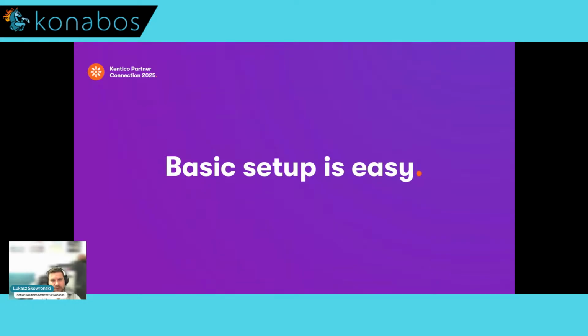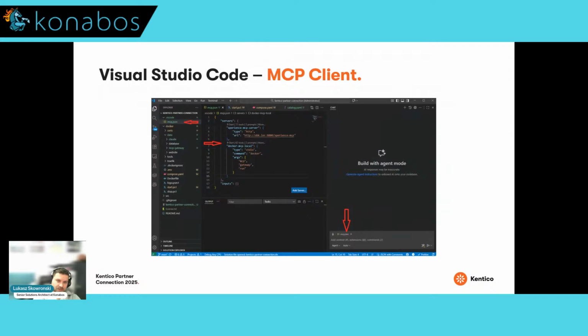All right, so let's start with the basic setup. We have the client, one of the clients. This is probably the most popular one, Visual Studio Code. To configure your Visual Studio Code as the MCP client, you just need to create a .vscode directory and put an mcp.json file in it. Then, with a simple JSON structure, you specify the servers that you want to connect to.